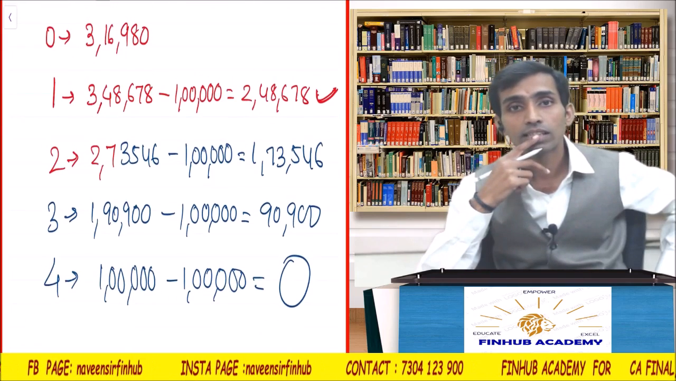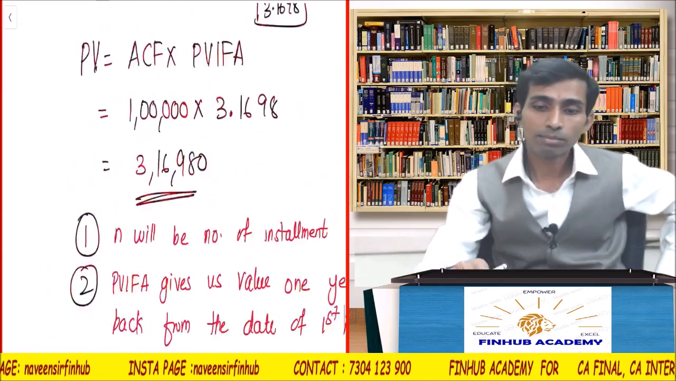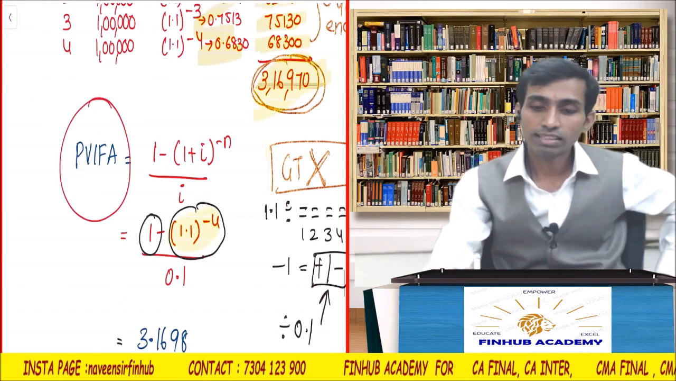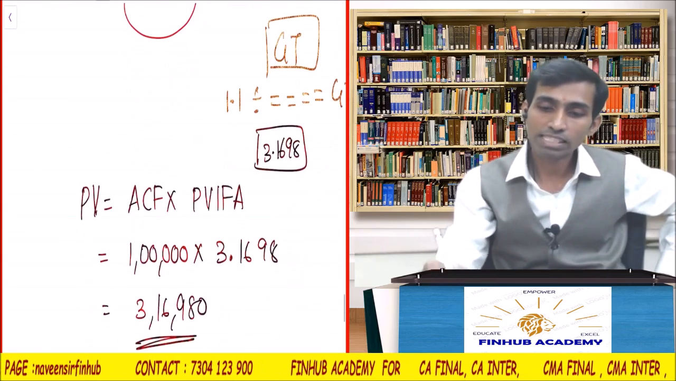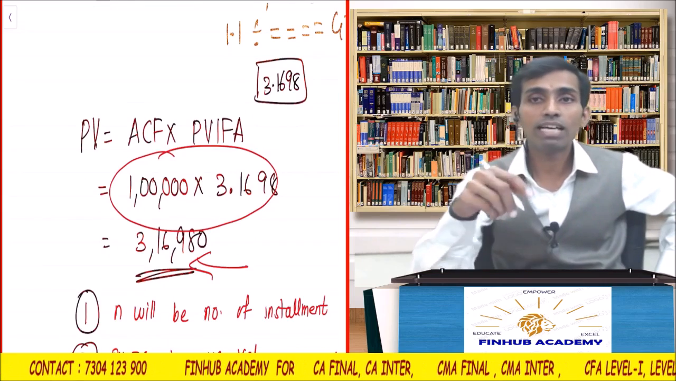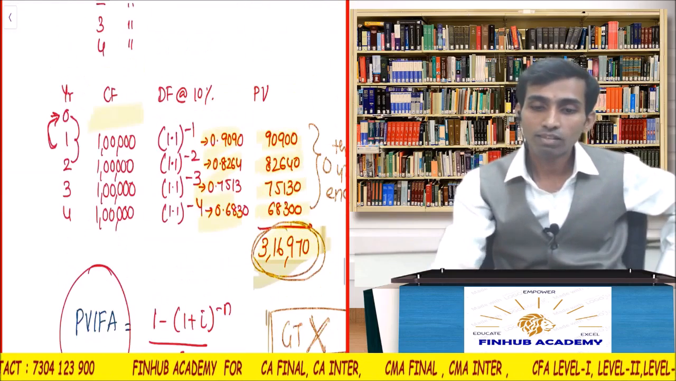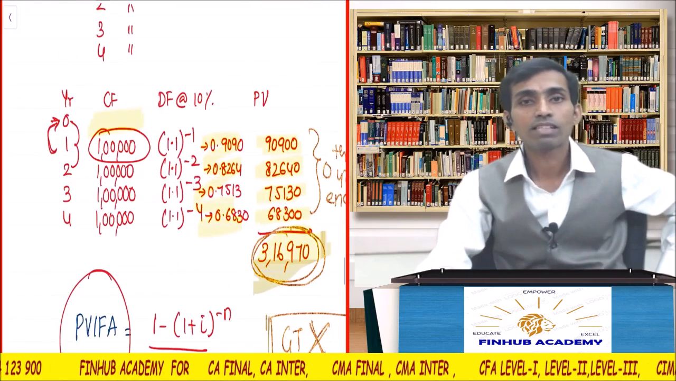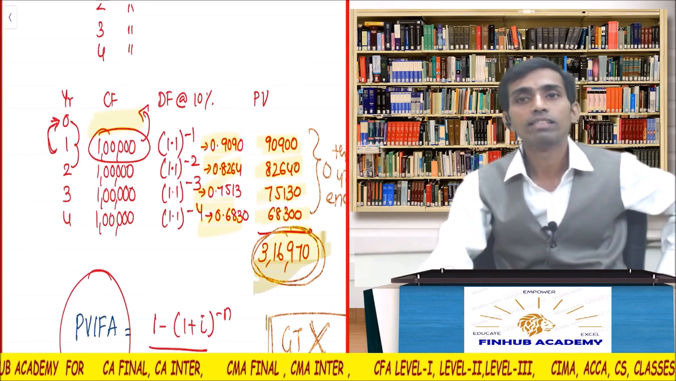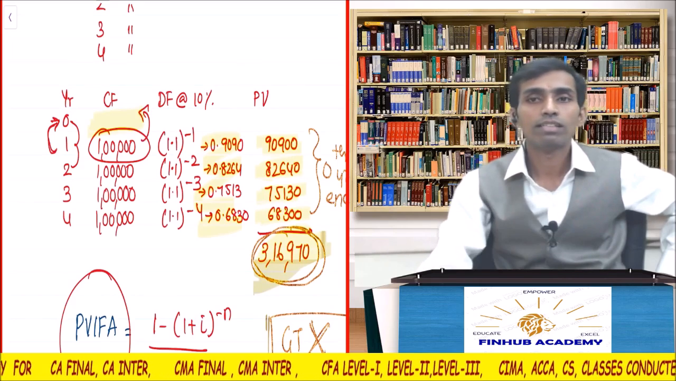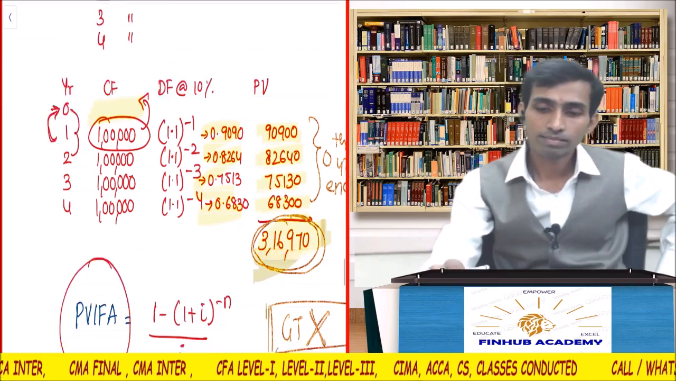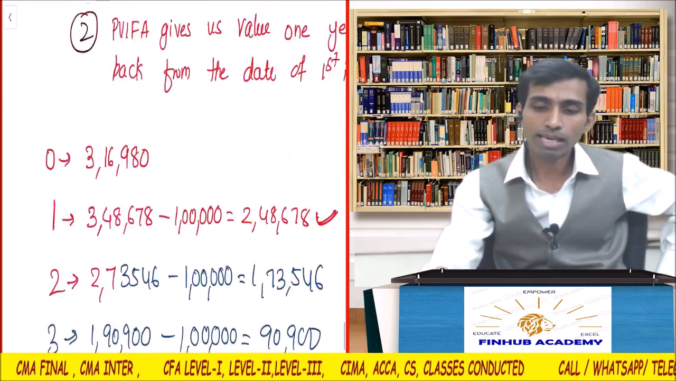Which property? The second property, the same second property I said: whenever you apply this formula, the factor you get, when you multiply it with the annual cash flow, the value you get will be 1 year back from the date of the first installment. When was your first installment? The first year. So 1 year back means you will get the value in the 0th year. That is the property of the formula.